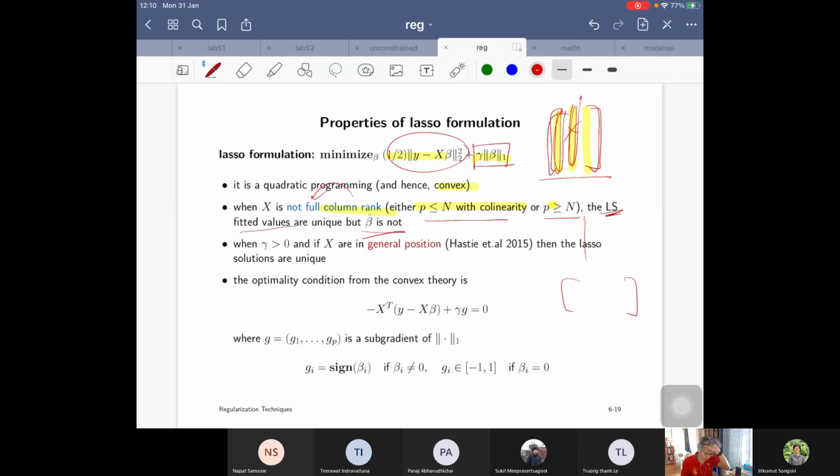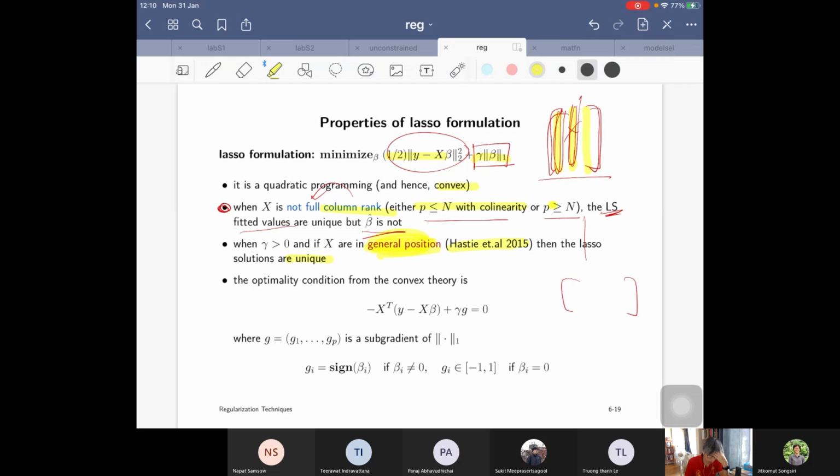That's a property. That's one fact that you have to keep in mind. We have this result proved by Hastie that when X is in general position, this also involves the definition of this property as well. You can check it out from the book. When X has a general position, the lasso solution is unique.